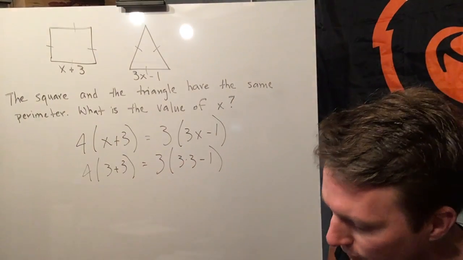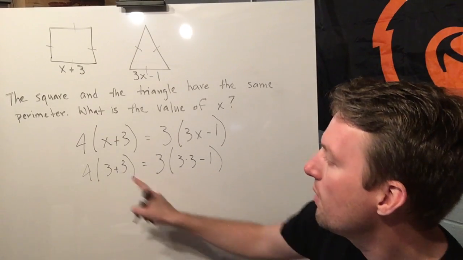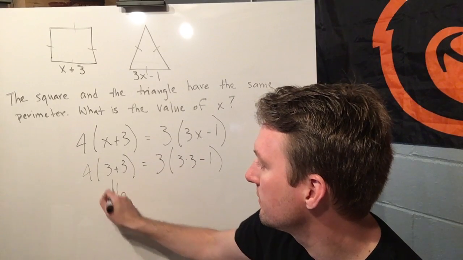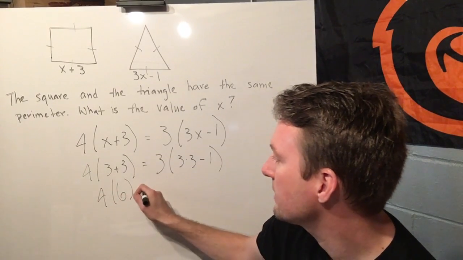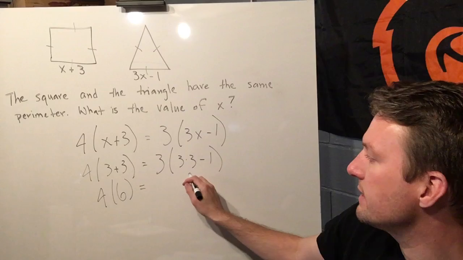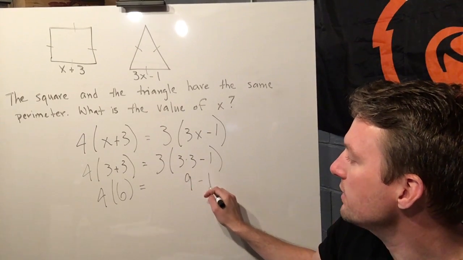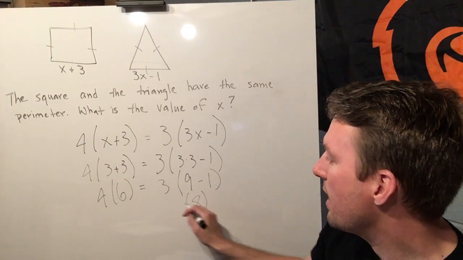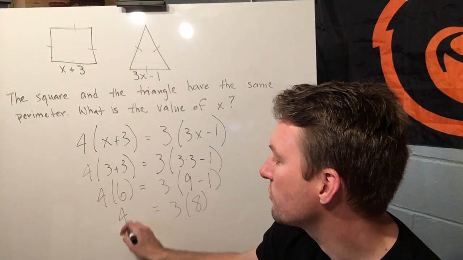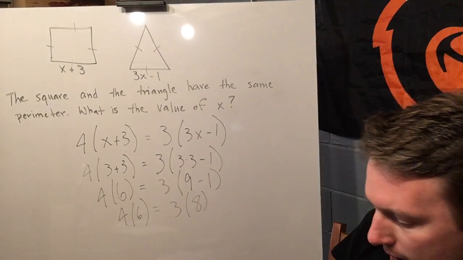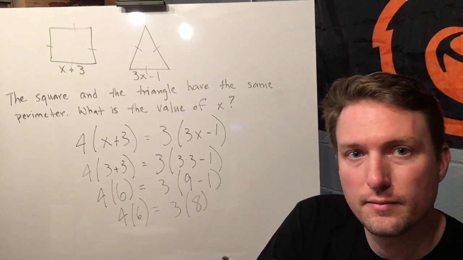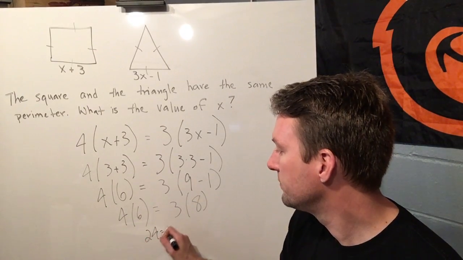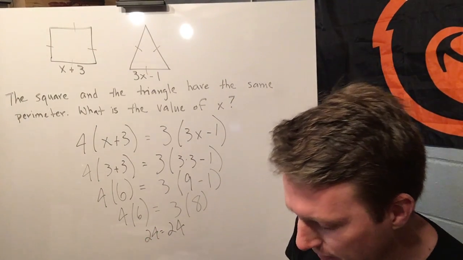Let's see what this comes out to be. 3 plus 3 is 6, so 4 times 6. On the other side, 3 times 3 is 9, minus 1 is 8, so 3 times 8. And, drum roll please, both sides equal, that's right, 24. Pretty cool, huh? I think so.